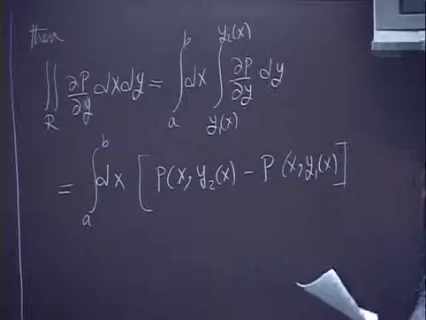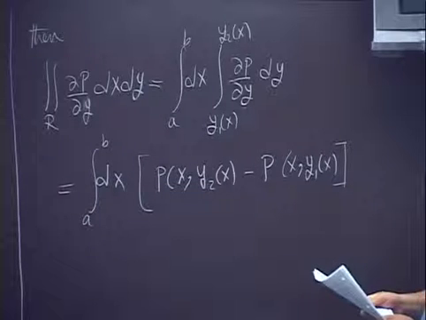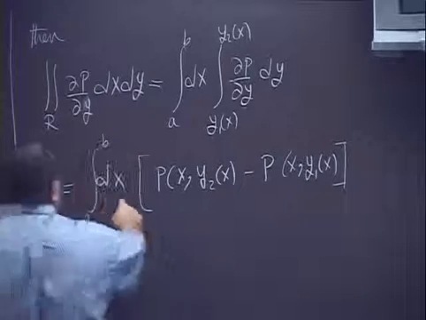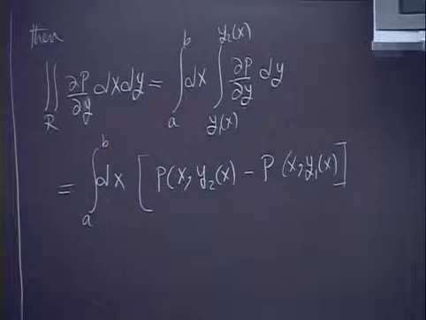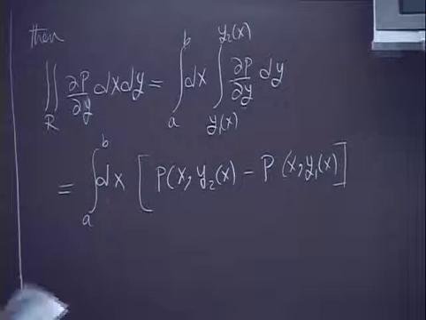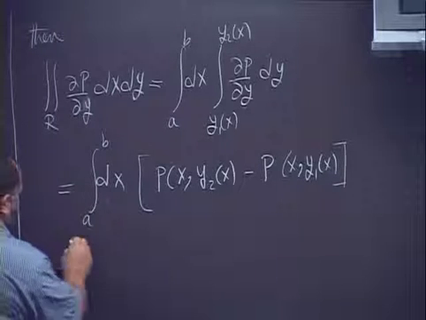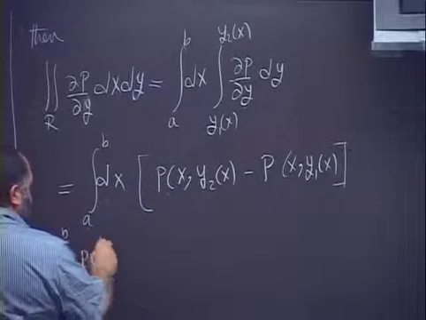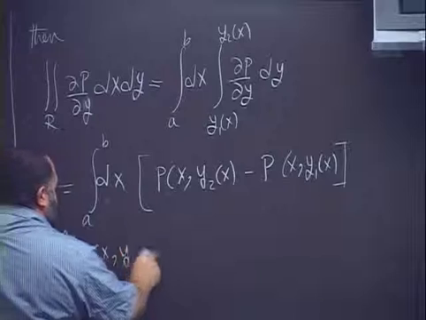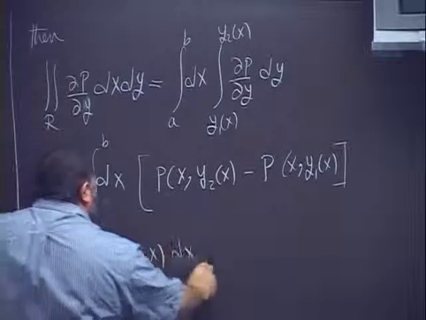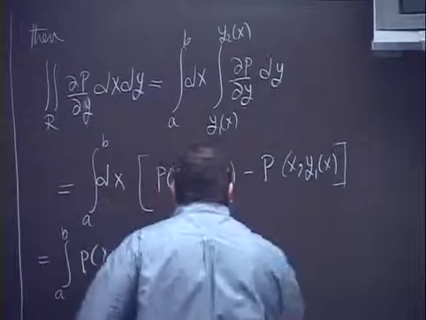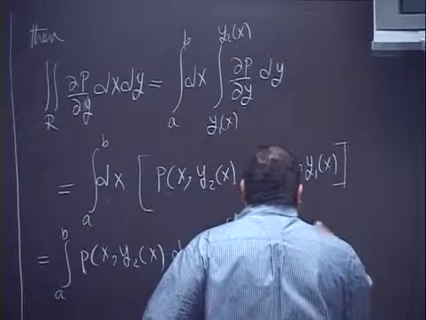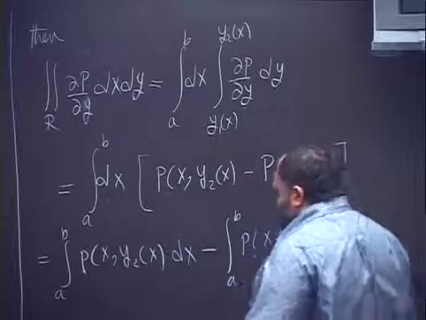Yes, guys? This is integrated over delta x now, from a to b. So I can make this as the integration from a to b for the first part, which is P of x and y2 of x dx, minus the integration from a to b of P of x and y1 of x dx.